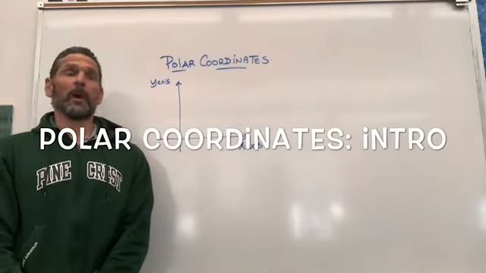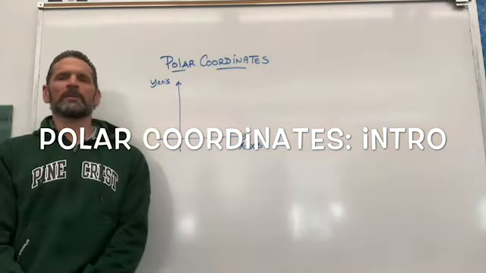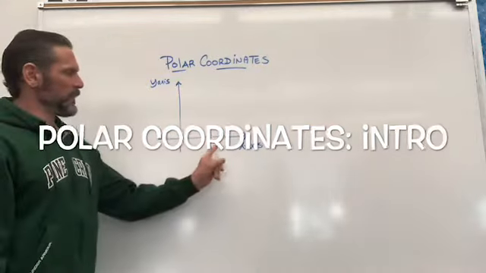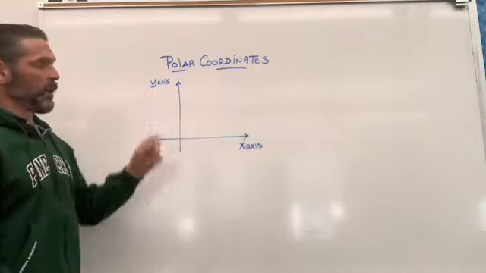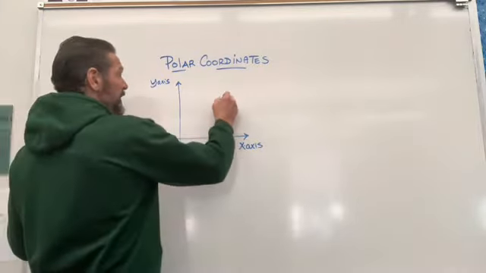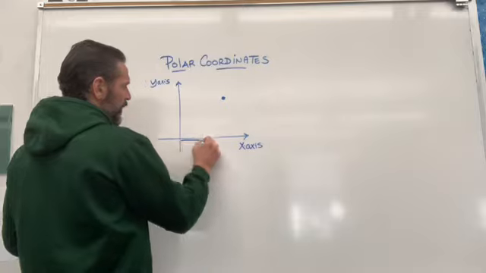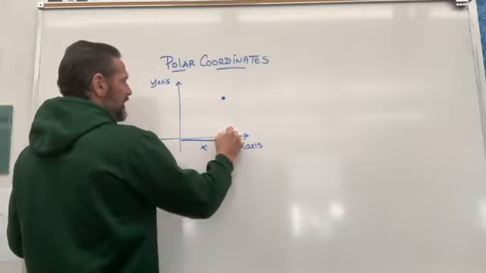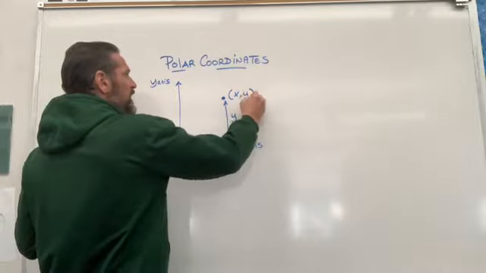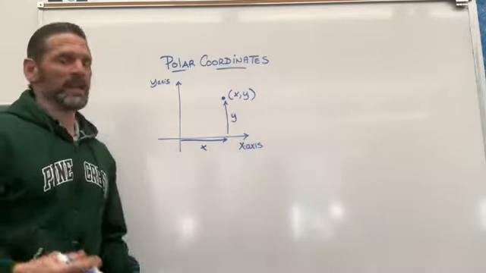Today we're going to talk about polar coordinates. Here I've got a coordinate plane. As you're well familiar with, we have an x-axis and a y-axis. Now, to get to this point here, I have to go over x and up y. So these are what are known as rectangular coordinates.